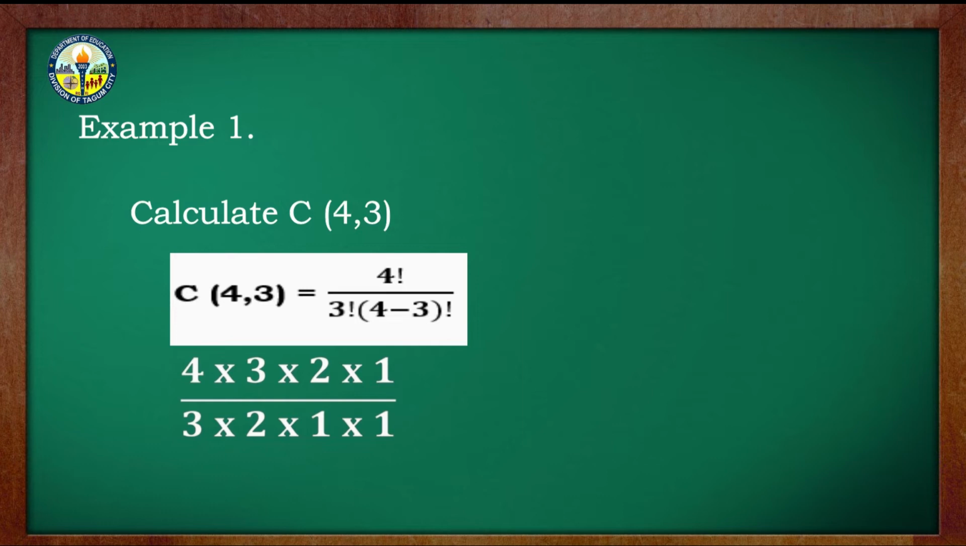Next, perform the division operation. For easy solving, you may cancel common factors or common numbers found both in the numerator and in the denominator. The common factors are 3, 2, and 1. Therefore, the combination of 4 taken 3 at a time is 4. Now, it's your turn to answer this. Find the combination of 6 taken 4 at a time. I'll give you 10 seconds to answer.